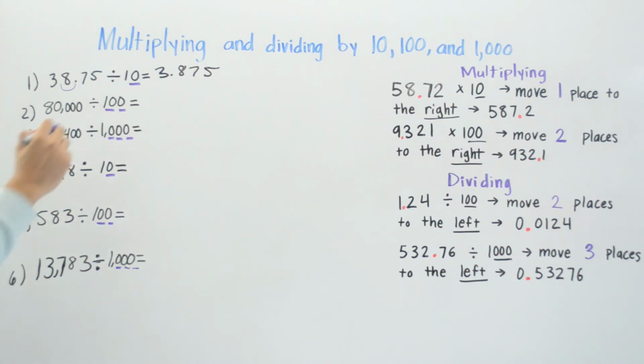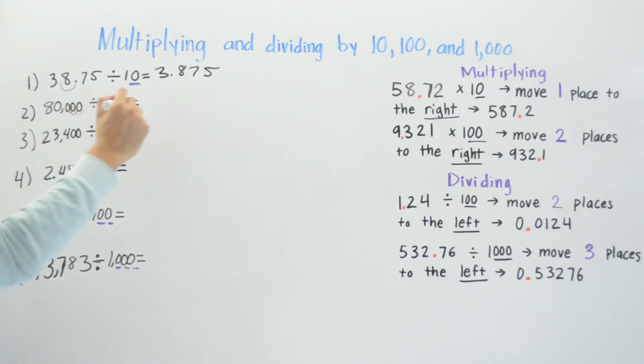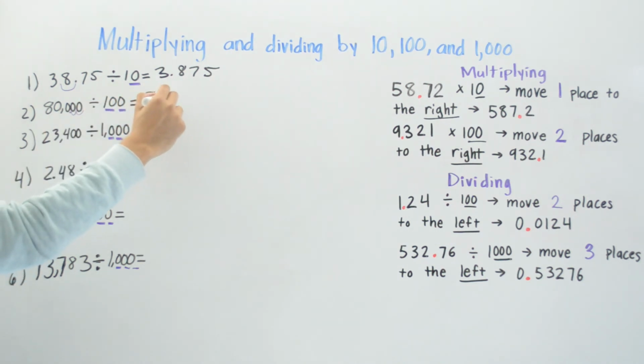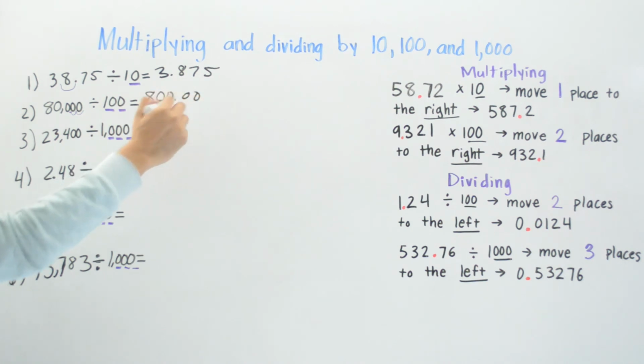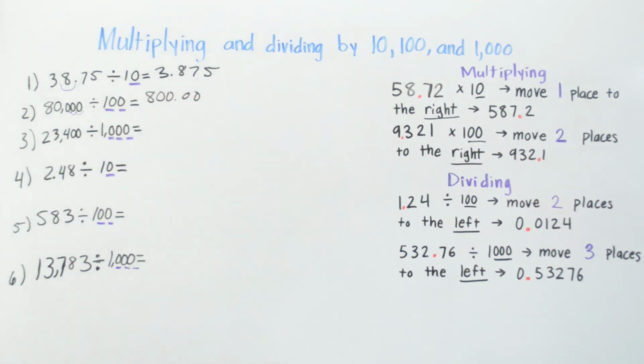Here we have 2. So we're going to move it, we start from the back, 1, 2. So we're going to go ahead and our answer is going to be 800.00, or you can just leave it as 800.